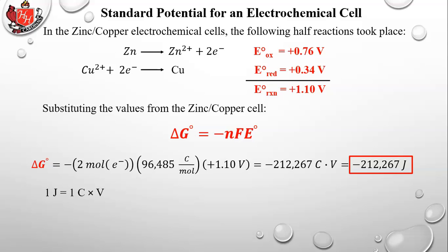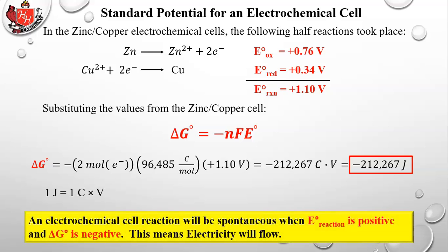By the way, 1 joule equals 1 coulomb volt. So if you canceled your units, which I didn't here, you ended up with coulomb volts, and that's the same as a joule. So you don't need to understand any further than that. So an electrochemical cell reaction will be spontaneous when the standard potential of the reaction is positive and the delta G is negative. This means electricity will flow.